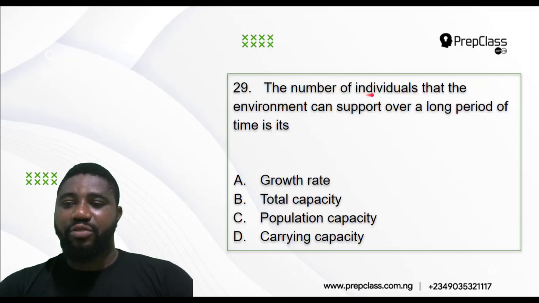29. The number of individuals that the environment can support over a long period of time is its: growth rates, total capacity, population capacity, or carrying capacity.